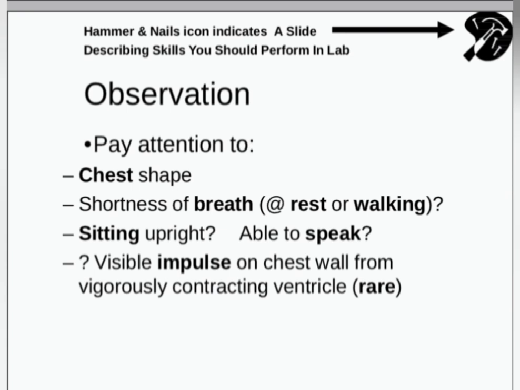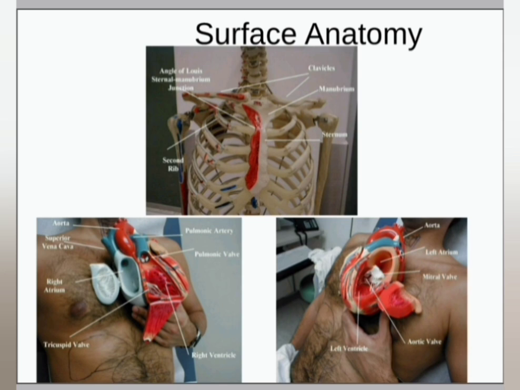Chest shape, ability to speak, shortness of breath, and visible impulses seen through inspection or observation are of paramount importance. While doing inspection of the precordium, as you can see in this figure, note the surface anatomy of the heart and the relation of the chambers to the surface of the precordium. You can see that the right ventricle is lying anteriorly, whereas the left ventricle is lying posteriorly.